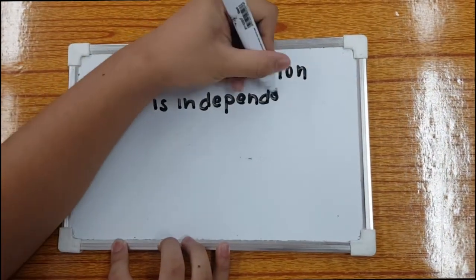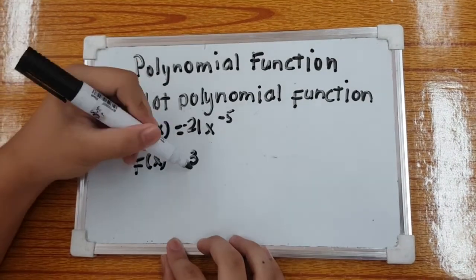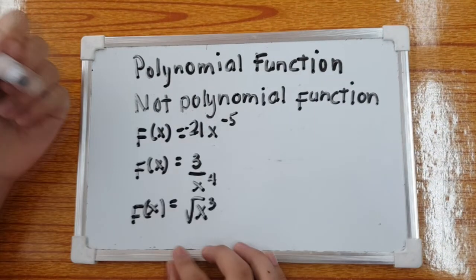Not polynomial functions: f of x is equal to negative 21x raised to negative 5. F of x is equal to 3 over x to the 4. F of x is equal to square root of x to the 3.